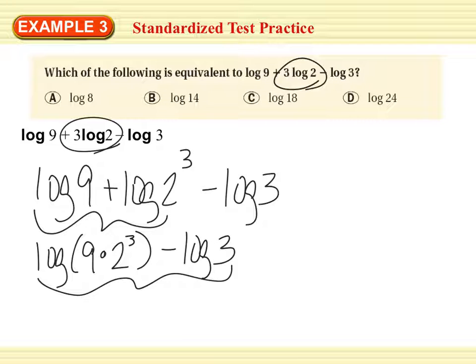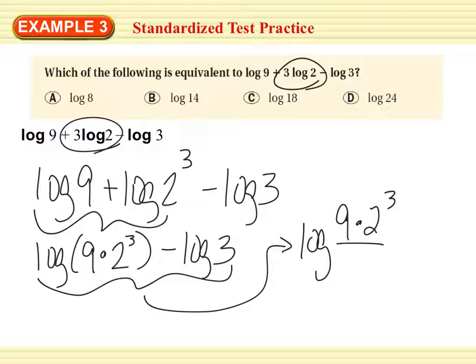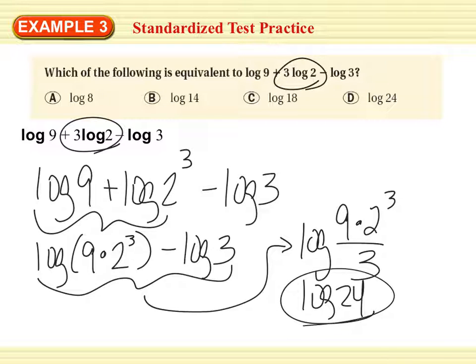Okay, now I can do the quotient. Log of 9 times 2 to the third power over 3. Okay, 2 to the third power is 8. 9 times 8 is 72. 72 divided by 3 is 24. And that's my final answer. So that's D.